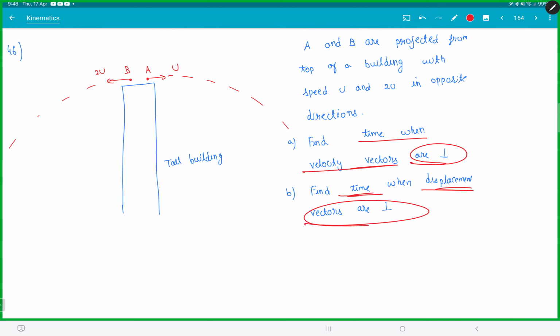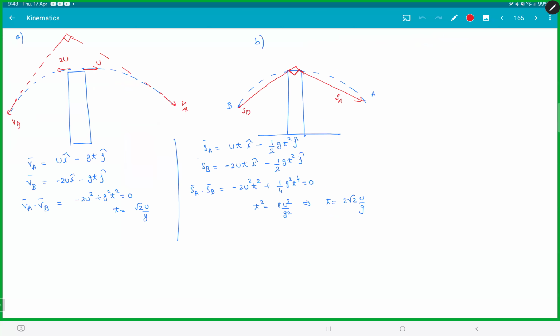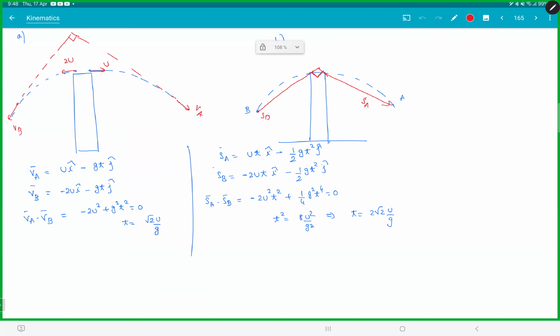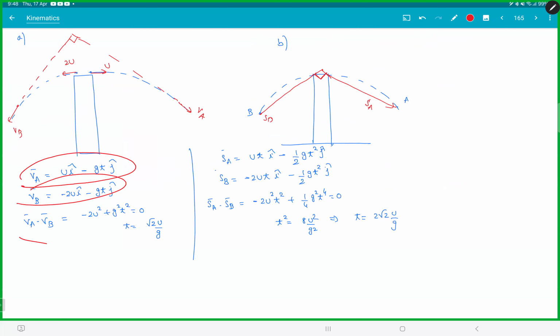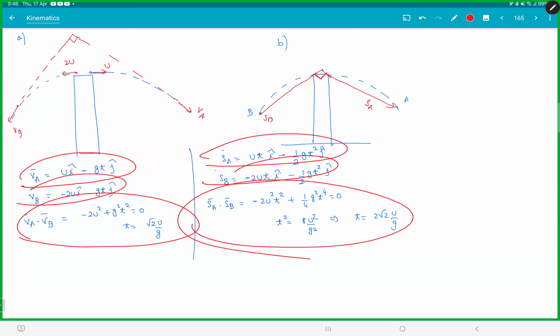So you'll hear words like this, vectors are perpendicular. And see what we did. We found the vectors, VA bar, VB bar, then we did dot product. We found the displacement vectors, I cap, J cap, dot product. Questions will come like this. No one will ask you what is dot product directly.